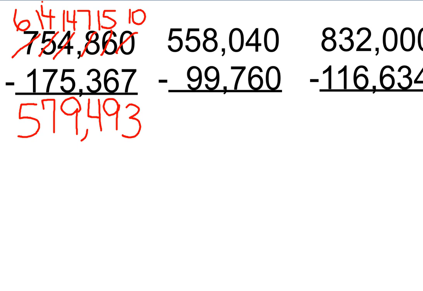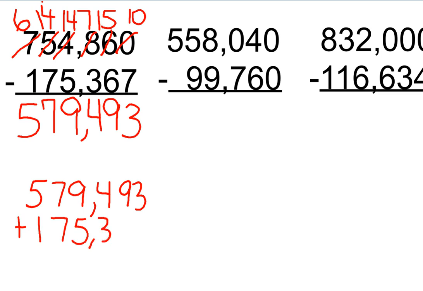Now to check our work, I'm going to take the difference of 579,493 and I'm going to add it to 175,367, and hopefully we're going to get the sum of 754,860. Regroup. 9 plus 1 is 10, plus 6 is 16. Regroup. 4 plus 1 is 5, 5 plus 3 is 8. So far looking good.